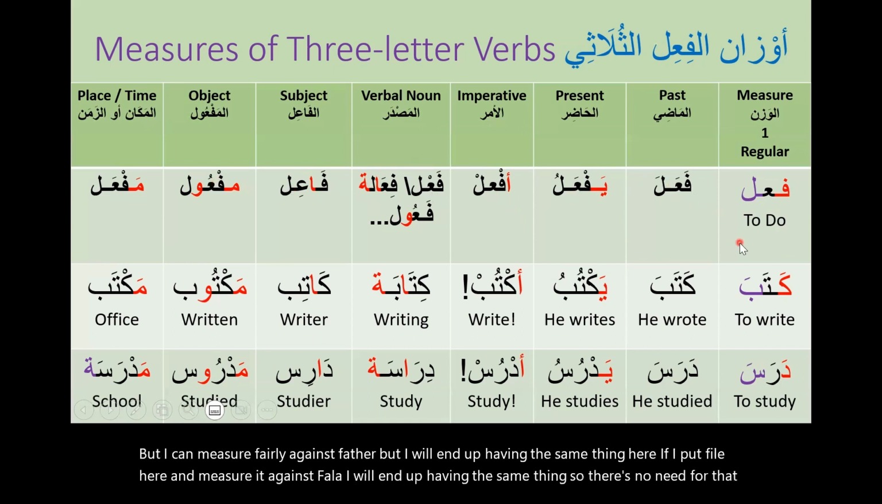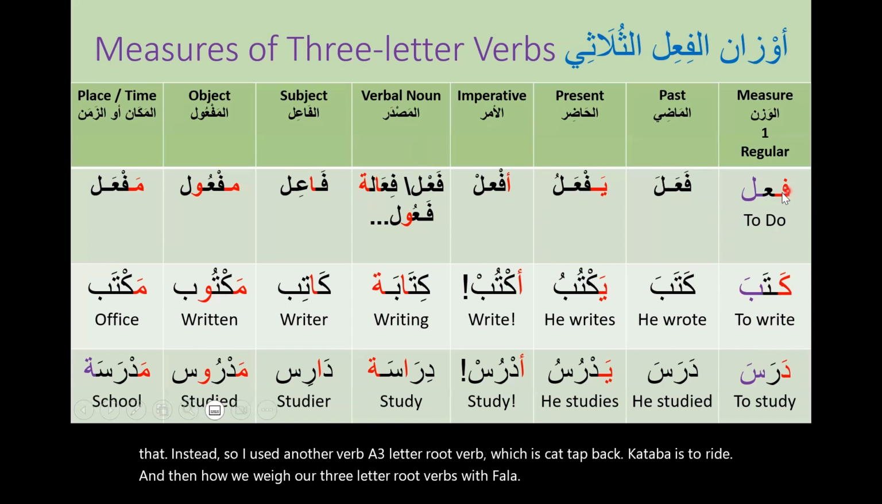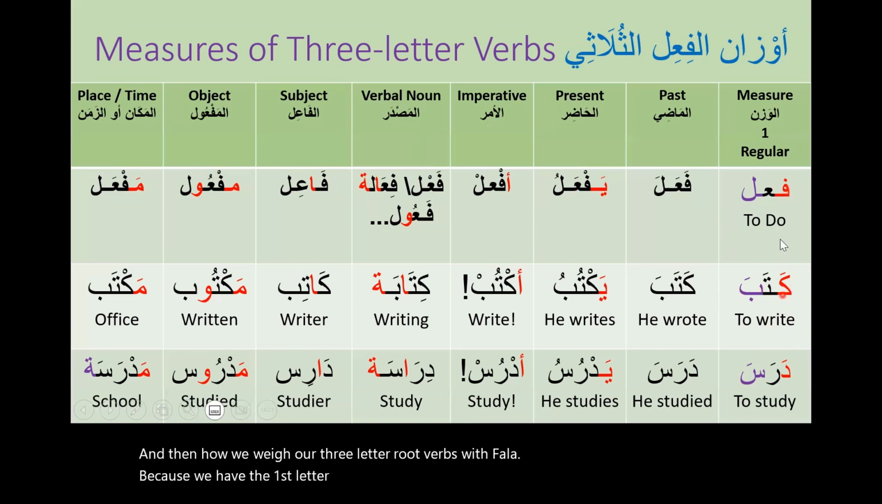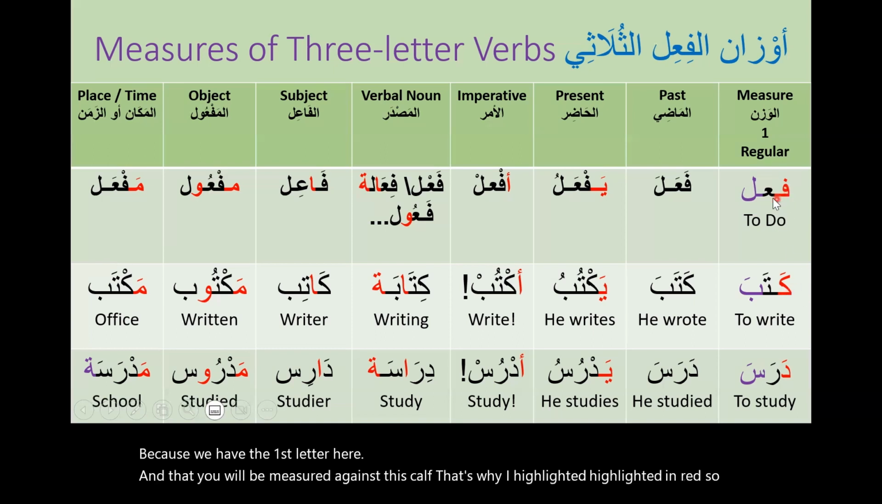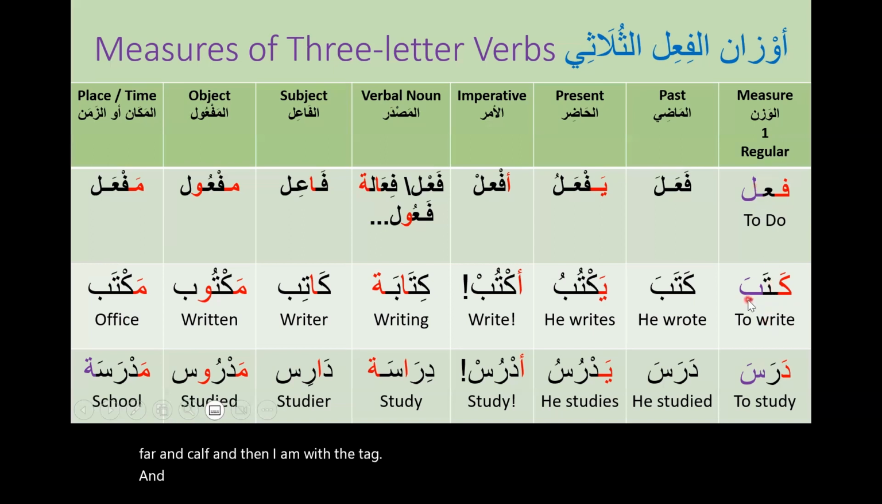Instead, I used another verb, a 3-letter root verb, which is kataba. Kataba is to write. And then how we weigh our 3-letter root verbs with fa'ala: we have the first letter here, fa, and that will be measured against this kaf. That's why I highlighted in red. So fa and kaf. And then ain with the ta, and then lam with the ba.